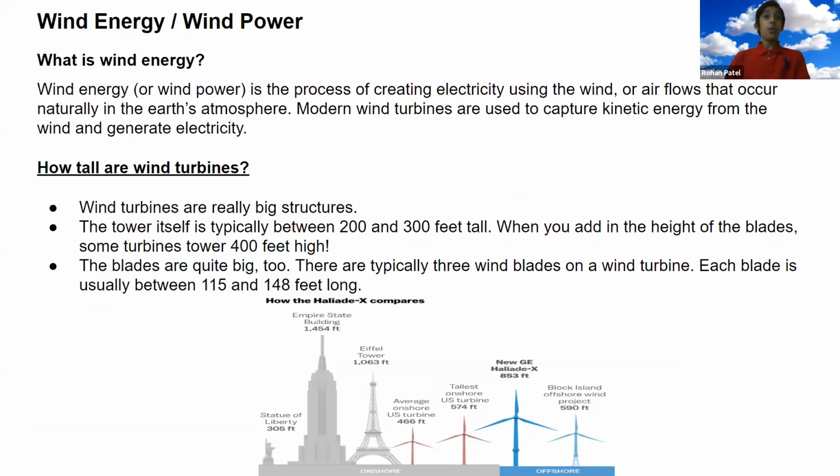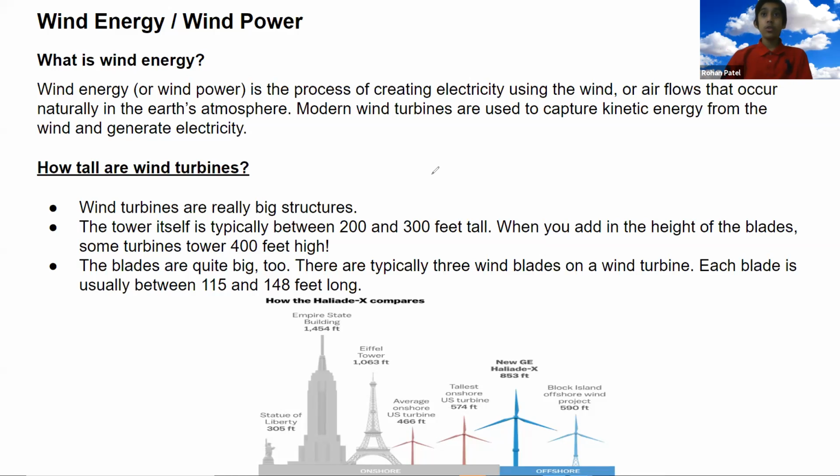How tall are they? Wind turbines are really, really big. The tower itself is typically between 200 and 300 feet tall. When you add in the height of the blades, some turbine towers are up to 400 feet high. The blades are quite big too. There are typically 3 blades on each wind turbine. Each blade is usually between 115 and 148 feet long. That is humongous.